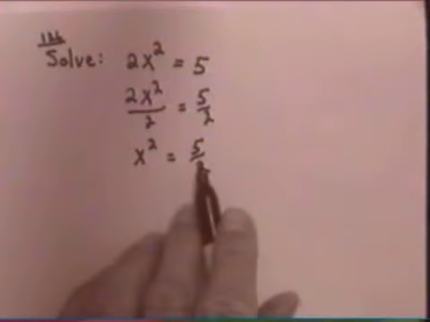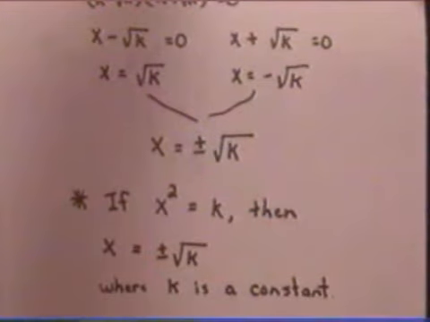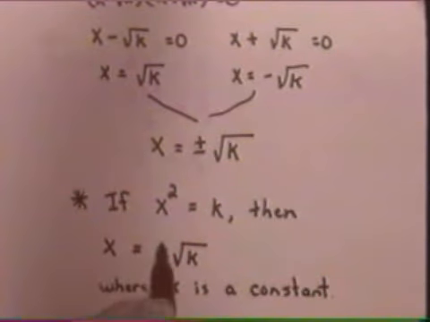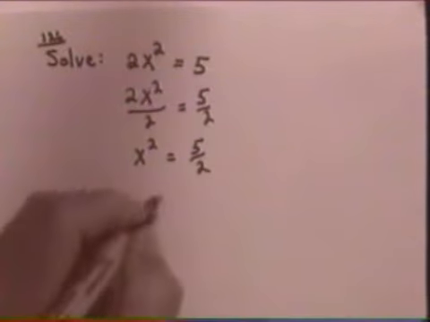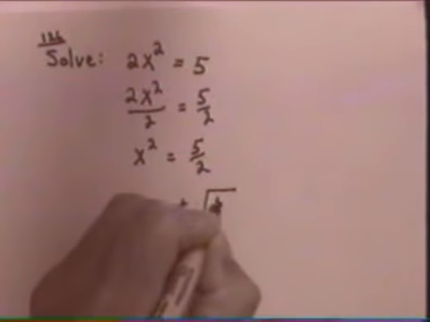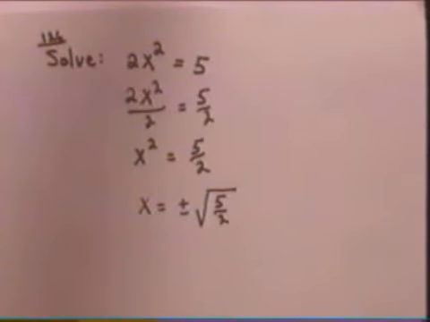Now I have x squared is a constant. So I'm going to take the square root of both sides, but I've got to remember that it's going to be plus or minus the square root of the constant. So don't leave off the plus or minus. If I have x squared is equal to a constant, then x is plus or minus the square root of that constant. That's just what I proved for you. So x is going to be plus or minus the square root of 5/2.